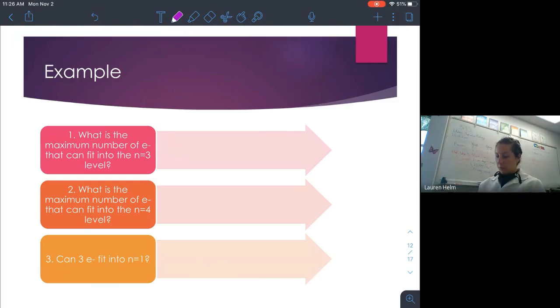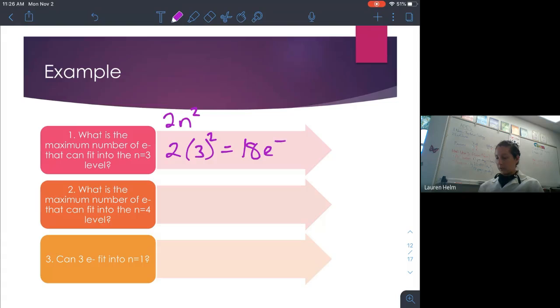All right, so what is the maximum number of electrons that can fit into the third energy level? Well, our formula is 2n squared. So 2 times 3 squared, 3 squared is 9, times 2, 18 electrons can fit on the third energy level. How many electrons can fit on the fourth energy level? That would be 2 times 4 squared. 4 squared is 16. 16 times 2 is 32 electrons that can fit on the fourth energy level.